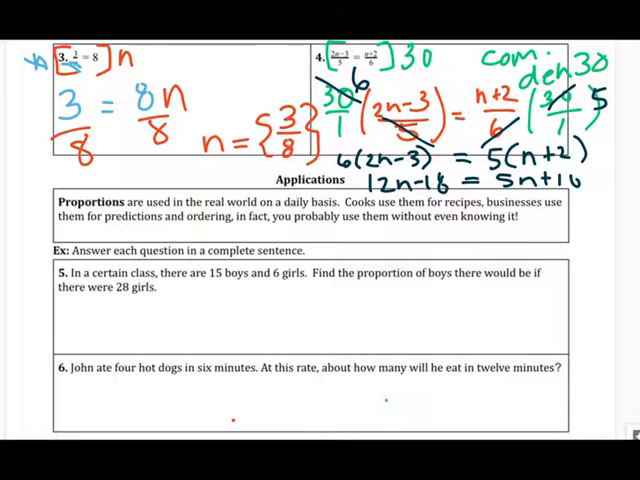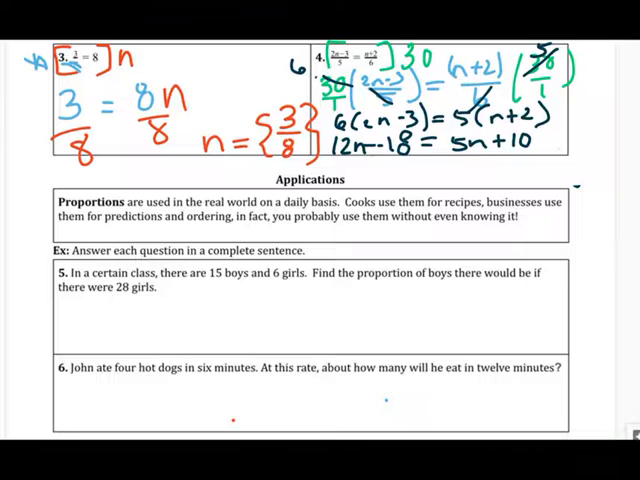I'm going to clean this up so that there's room to finish solving. I'm going to subtract 5n on both sides, so that I can get rid of this 5n. 12n minus 5n is 7n. So 7n minus 18 equals 10. I'm going to add 18. So 7n is equal to 28, which means that n is equal to 4.